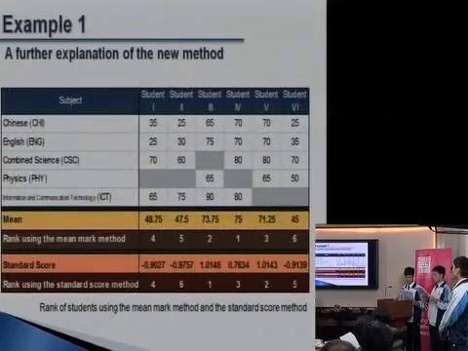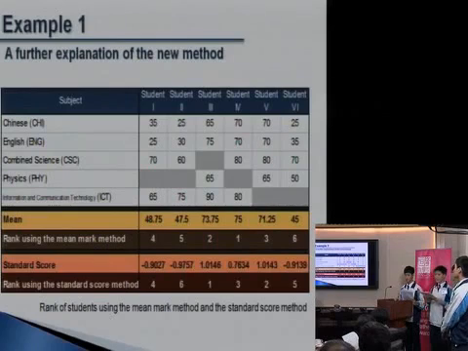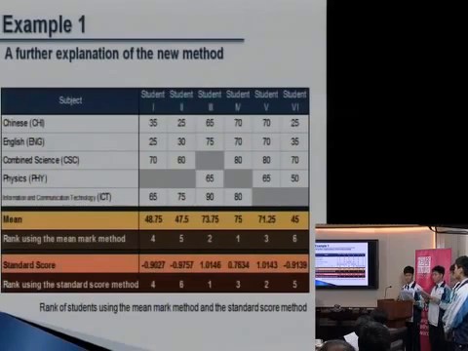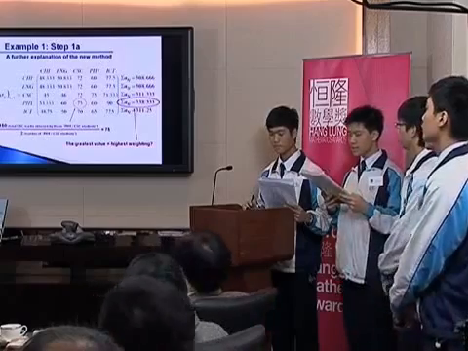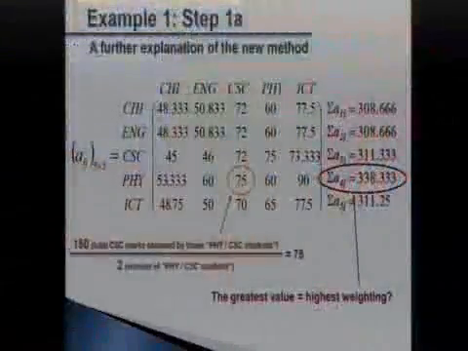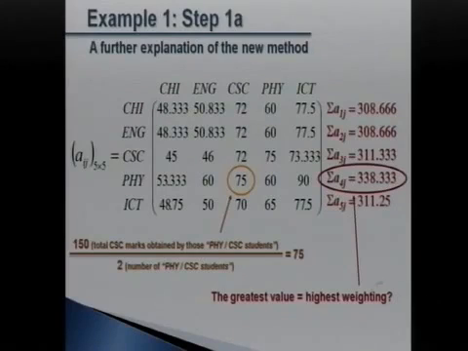Now, we try to use our new method to calculate the weights for our previous example to give further explanation to our new method. In step 1, let's consider the elements in the matrix. For example, the value of A43 is 75, which represents the mean mark of combined science obtained by those physics combined science students. Note that the sum of all elements along the row physics is the greatest value, which means that physics may have the highest weighting.